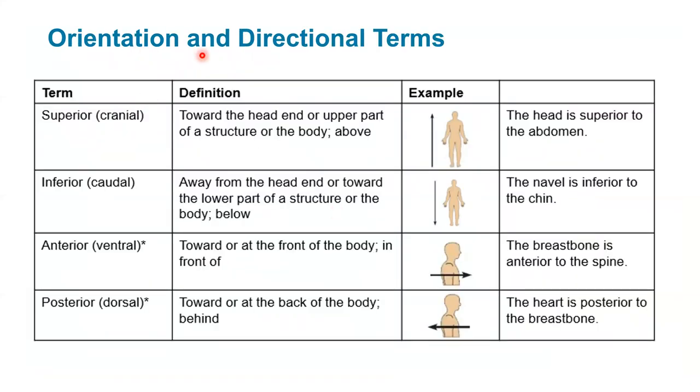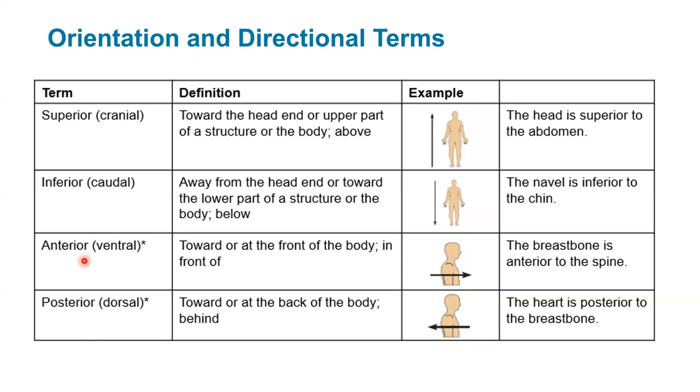Okay, so now directional terms, they always come in pairs, right? So over here, superior, inferior. So superior is towards the head or upper part of the body. Inferior is away from head towards the lower part of the body. For example, head is superior to the abdomen. The navel is inferior to the chin, right? Superior and inferior refer to your body trunk. We do not use this terminology when we're talking about arms and legs, right? So it's only for the axial part of your body.